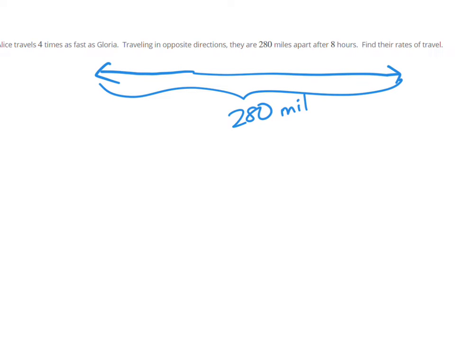As I set this up, instead of having a first part of the trip and a second part of the trip, I have 2 different people. I have Alice and Gloria. So I will still use my distance equals rate times time formula. That's a formula we will definitely be using in this. Do I want to start with Alice or Gloria? Because of the way that first sentence is, it says Alice travels 4 times as fast as Gloria. We're basing everything off of Gloria, it would appear. So I'm going to do Gloria first.